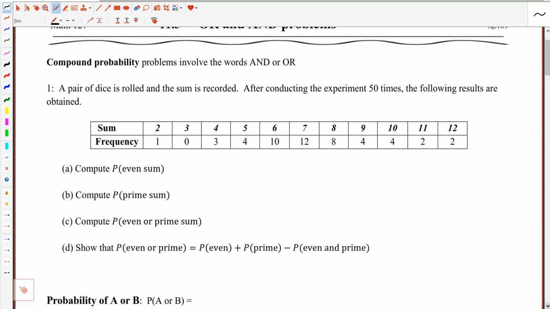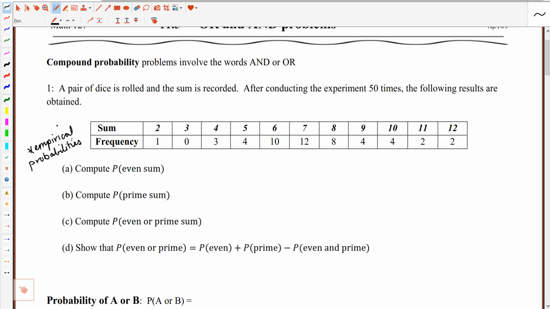I want you to notice that the probabilities we're going to be finding here are empirical probabilities. That's just a reminder of the vocab we learned previously. These are empirical probabilities because we're calculating them as the result of experimental data.